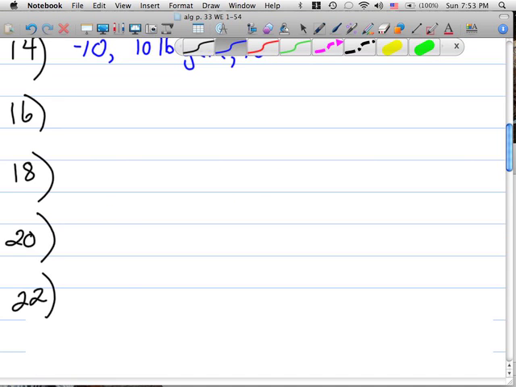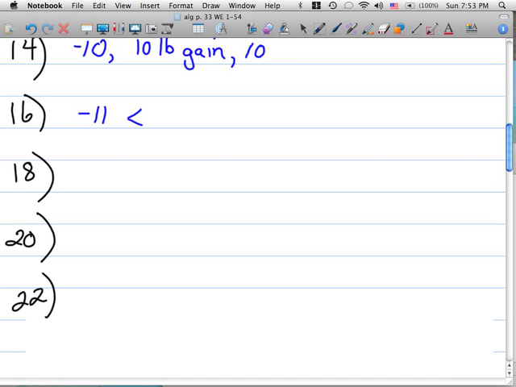Turn the page, and the directions say translate each statement into symbols. So 16 says negative 11 is less than negative 1. So we would write negative 11, the less than symbol, negative 1. 18, 10 is greater than 7. 10, greater than symbol, 7.